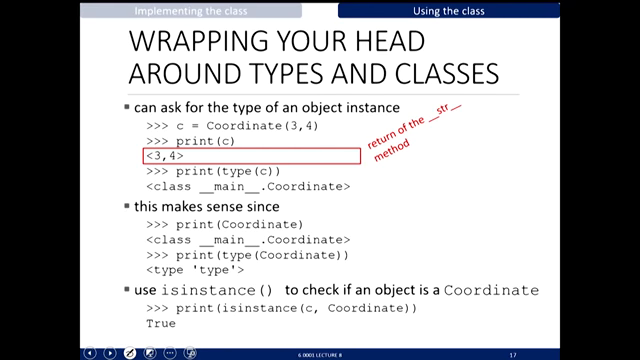If we print the type of c, this is actually going to give us class main coordinate, which tells us that c is going to be an object that is of type class coordinate.